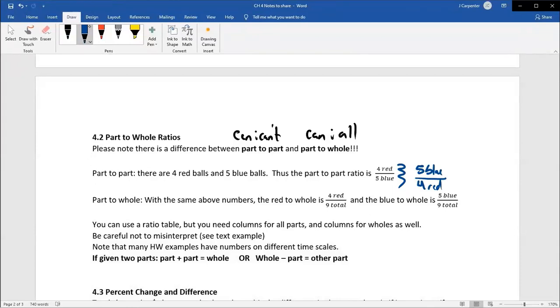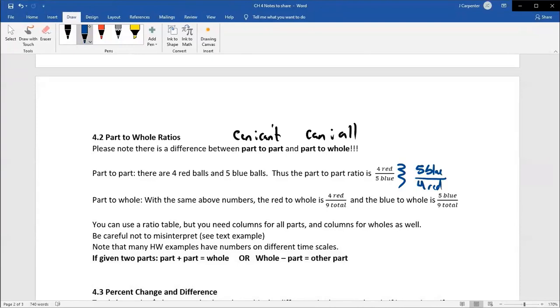A part to whole, it's the same. I'm going to use the same numbers above, 4 reds and 5 blues. So I didn't actually tell you how many there were in whole explicitly, but implicitly you can figure it out, because if there's 4 reds and 5 blues, I think it's obvious enough: 4 plus 5 is 9, so there's 9 in total. So the two different ratios you could do as a whole are the reds to whole or the blues to whole. So 4 reds to 9 in total, or 5 blues to 9 in total.